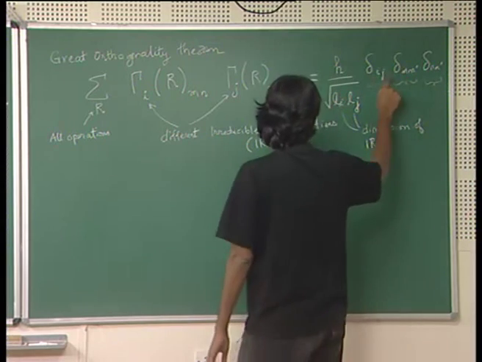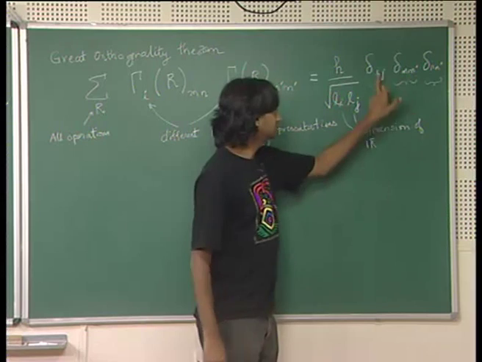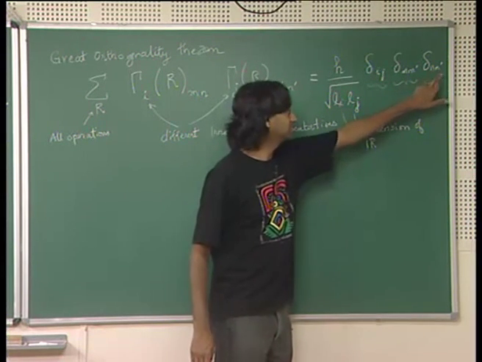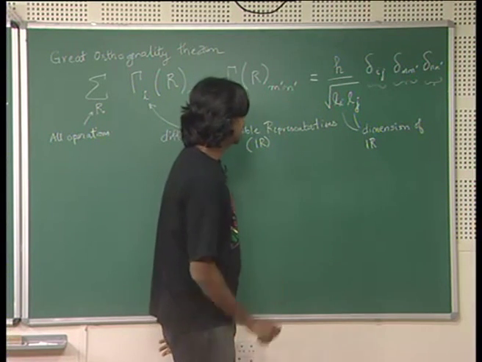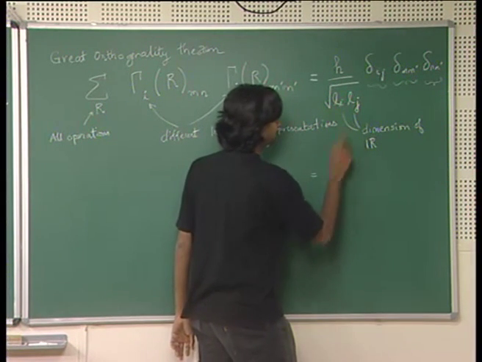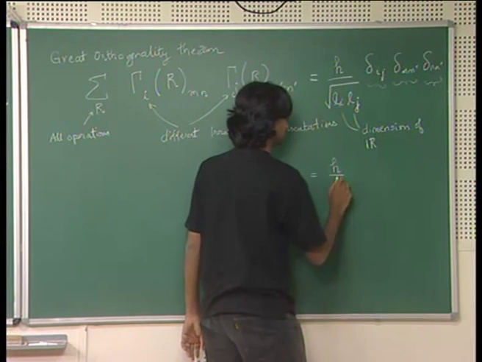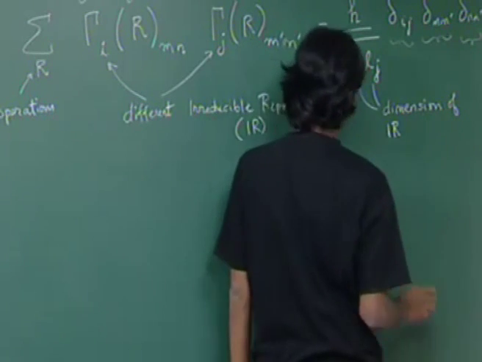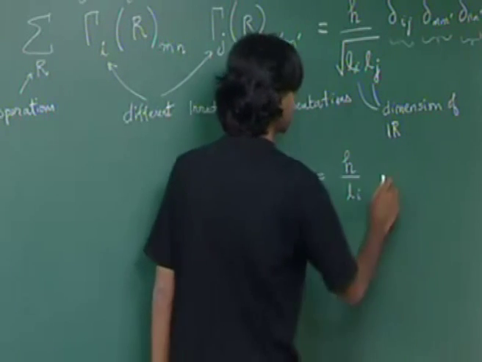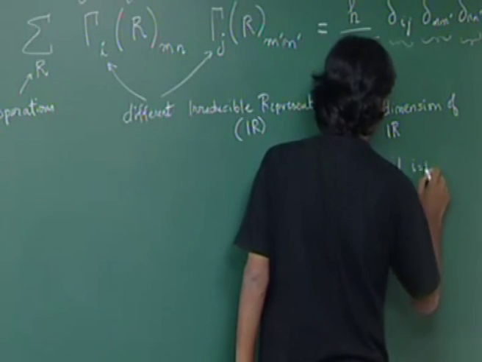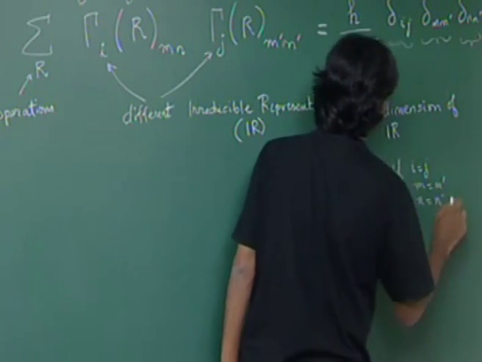Okay. So, this is 0 unless i equal to j. This is 0 unless m equal to m prime, this is 0 unless n equal to n prime, all these three should be satisfied. Okay. And if i equal to j, m and m prime are the same, n and n prime are the same, then this is just equal to h over l i. Okay. This is if i equal to j, m equal to m prime, n equal to n prime.